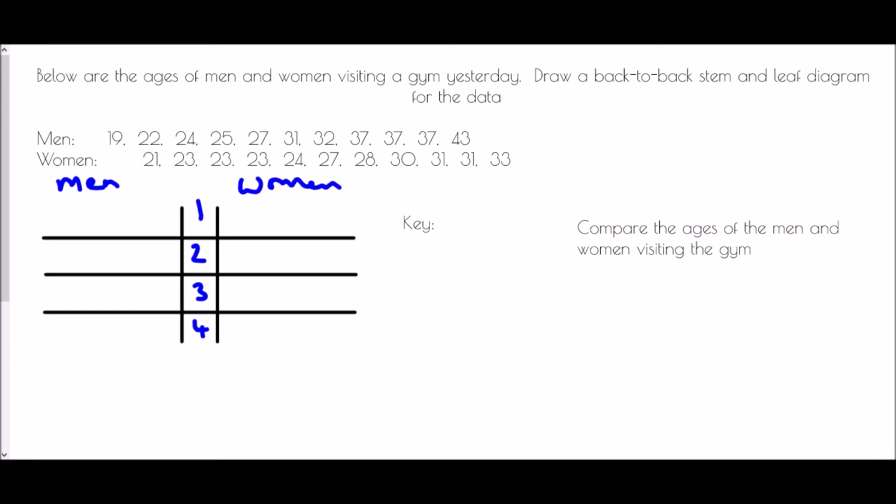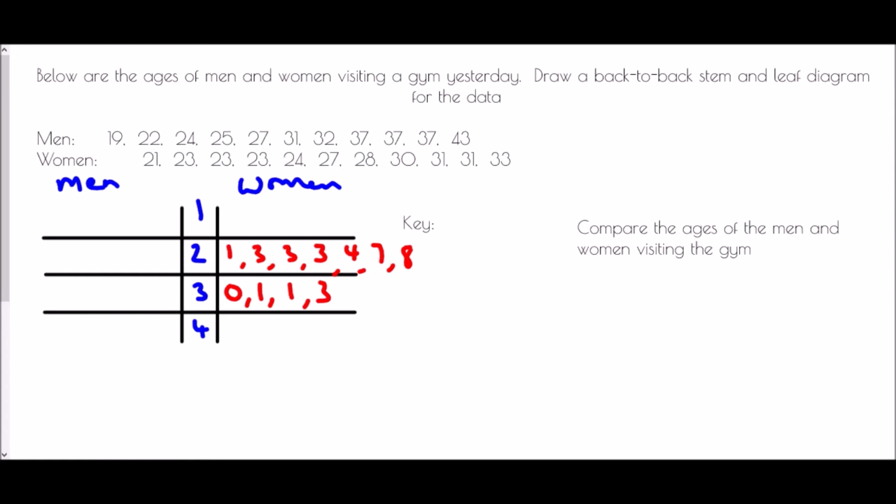Now I'm going to begin with the women just because this one looks like the type that we've already been doing. So if we just ignore the left hand side, we can just deal with the women as they are here. So 21 is the first one, so 1, and then 23, and then 23, then 23, 24, 27, 28, 30, 31, 31, 33.